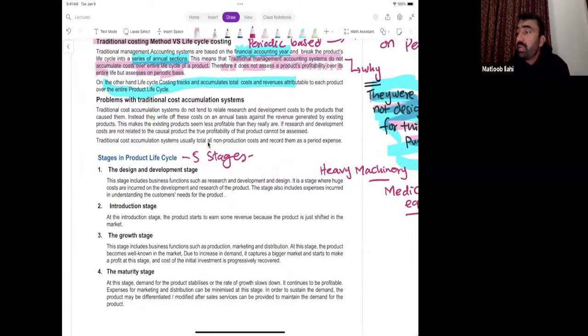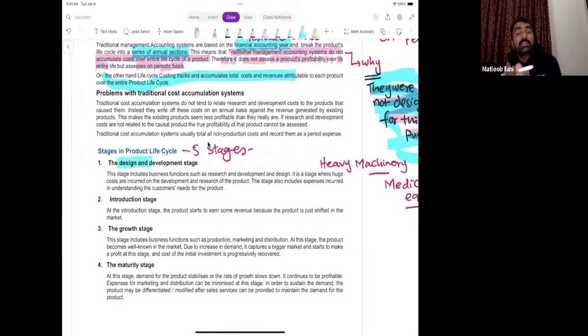So that's why in target costing, we were discussing that target costing is used at the design and development stage, because target costing would help to reduce the cost. This stage includes business functions such as research and development and design. It is a stage where huge costs are incurred on the development and research of the product. The stage also includes expenses incurred in understanding the customer's needs for the product. Yes, because it involves research as well.